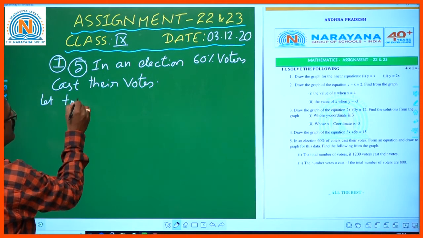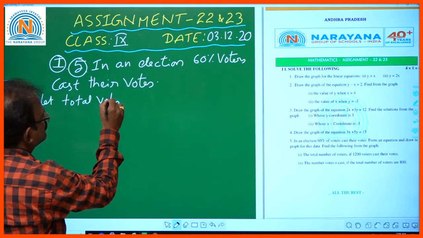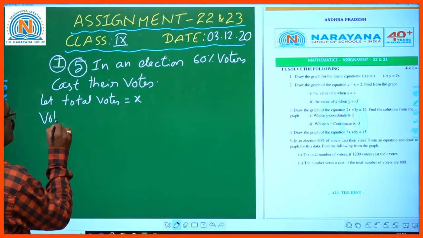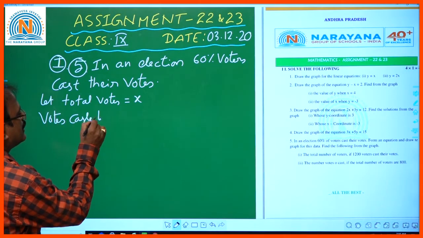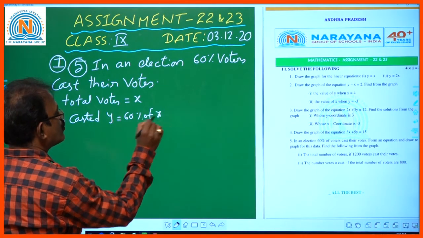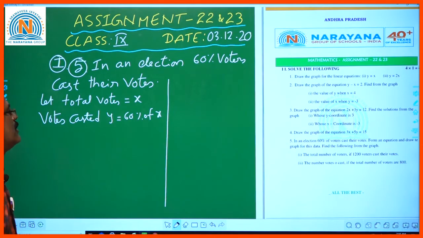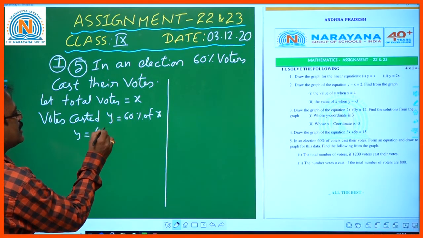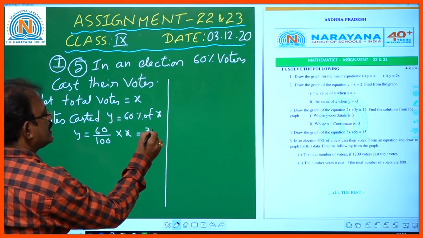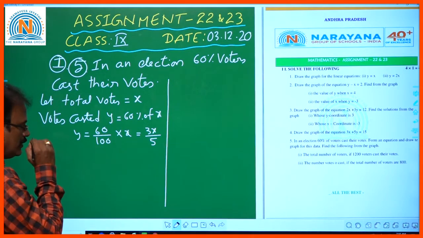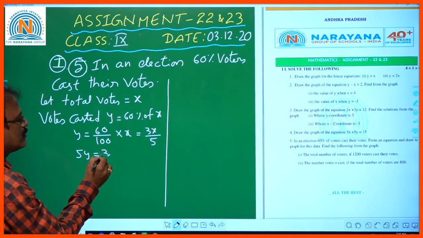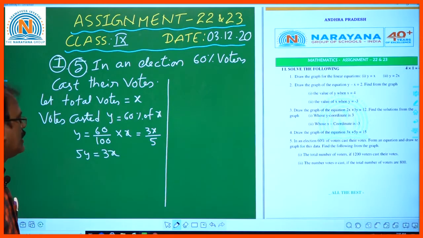Let total votes be x. Then votes casted, as you don't know, let it be y, is 60% of total votes. Am I right? Now this is 60 by 100, which means into x. This is 3x by 5. So by 5 into 5, 5y is equal to 3x. Okay, children.